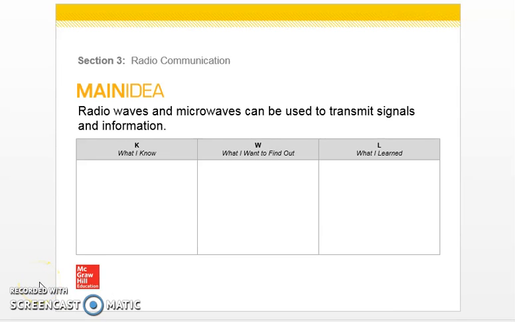Welcome to Radio Communication, Chapter 11, Section 3, all about electromagnetic waves. So here we have radio waves and microwaves, which can be used to transmit signals and information.